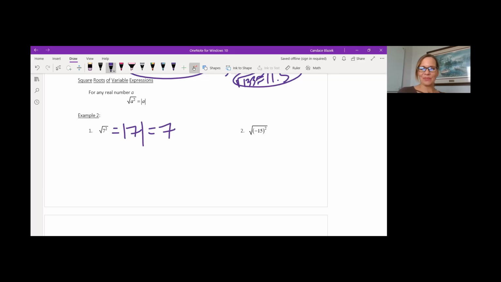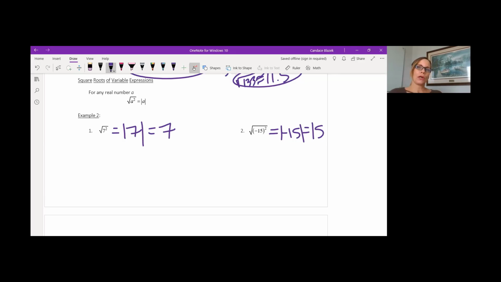Excuse me, but number 2, the square root of the quantity negative 15 squared. Now, the quantity negative 15 squared is 225. It's positive, but it's the square root of something squared. Now, this is going to be the absolute value of negative 15, which is equal to 15, because we're not taking the square root of a negative number. We know we can't do that.